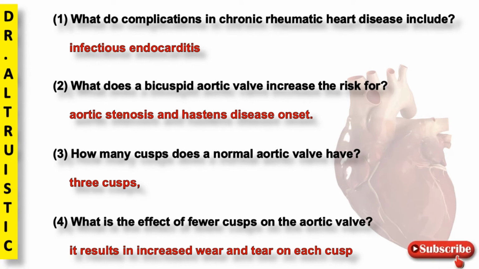1. What do complications in chronic rheumatic heart disease include? Infectious endocarditis. 2. What does a bicuspid aortic valve increase the risk for? Aortic stenosis, and it hastens disease onset. 3. How many cusps does a normal aortic valve have? 3 cusps. 4. What is the effect of fewer cusps on the aortic valve? It results in increased wear and tear on each cusp.